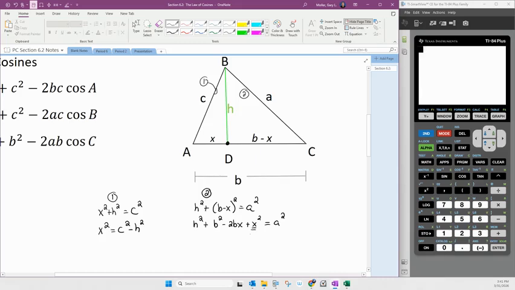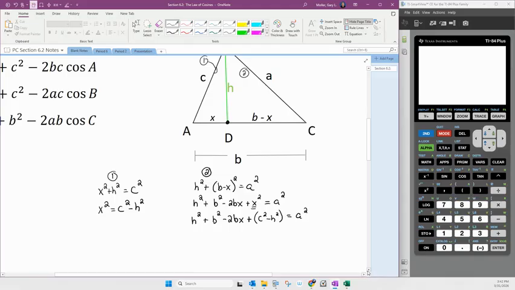And I'm not 100% sure this is where I want to go with this, but let's play it out and see where we get. So I get h squared plus b squared minus 2bx plus, now x squared is c squared minus h squared equals a squared. So I've done a substitution. And let's see what that does for us.